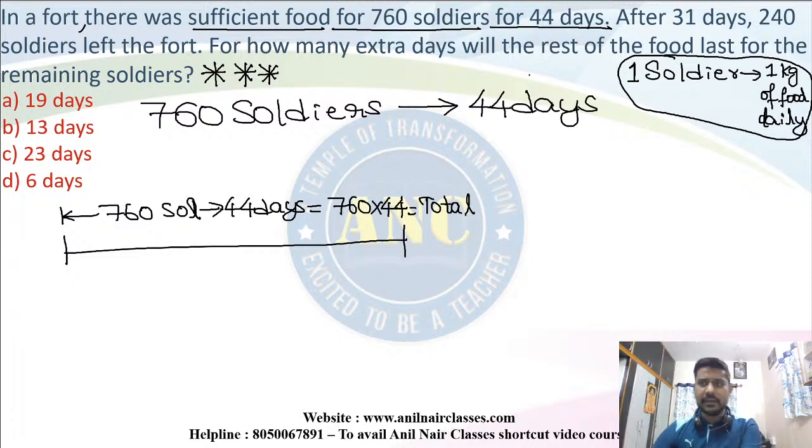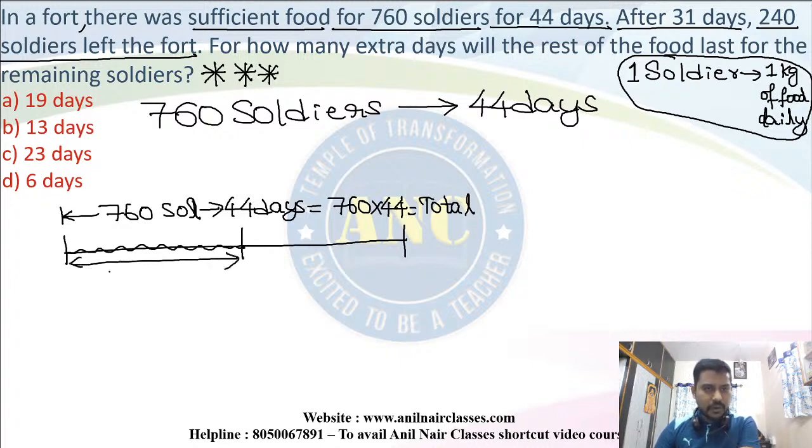Now, read the next statement. After 31 days, 240 soldiers left the fort. That means the 760 soldiers worked only for 31 days. Let us calculate it in the diagram itself. One soldier will eat 1 kg. 760 soldiers will eat 760 into 1 kg, and that is for one day. For 31 days, it is into 31. So in these 31 days, 760 into 31 units of work is completed.